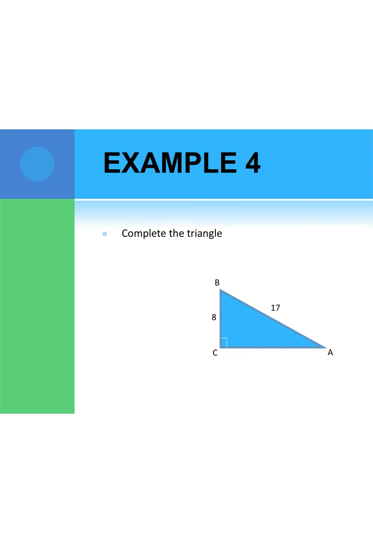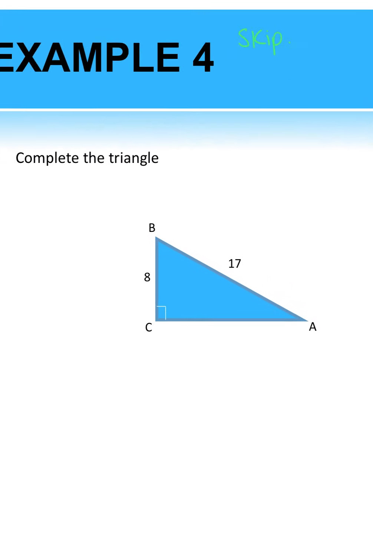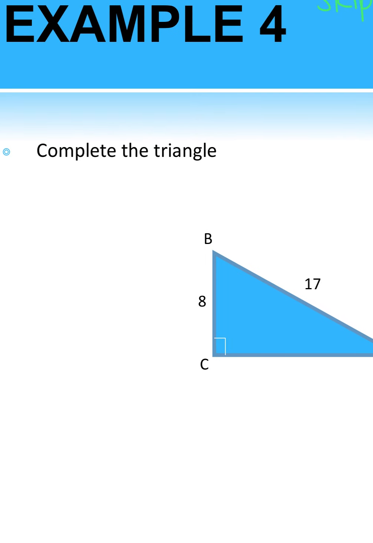Let's move on. Complete the triangle. This would also involve a calculator, so you're going to skip this one, to example 4. We skipped it in the notes on the video, but we're going to do it now. We need to complete the triangle. That means we need to find every single angle and every single side. We know that 2 of the sides are 8 and 17, and our last side is unknown, and we only know that one of the angles is 90 degrees. Where do I start?